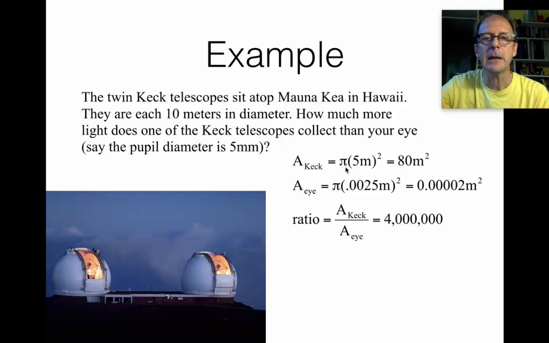The area of the Keck, pi times 5 meters squared. I'm using pi r squared. These are 10 meters in diameter, so 5 meters in radius. So pi r squared gives us about 80 square meters.